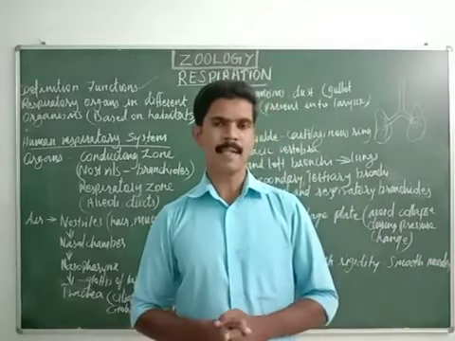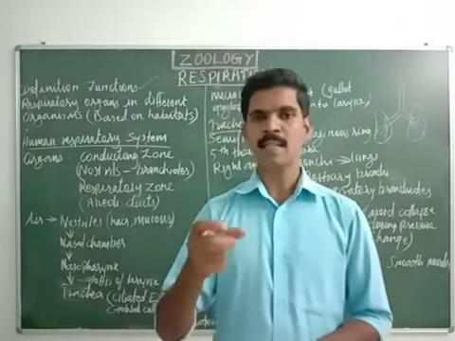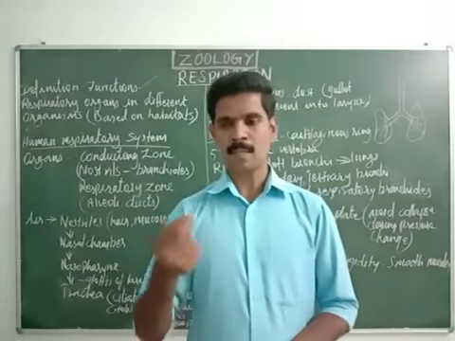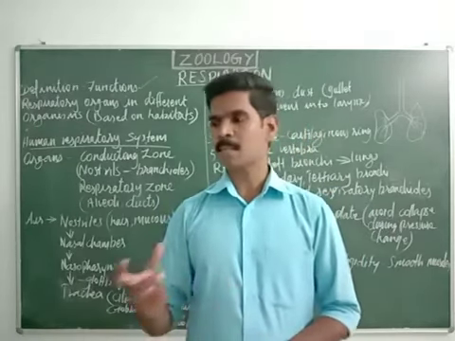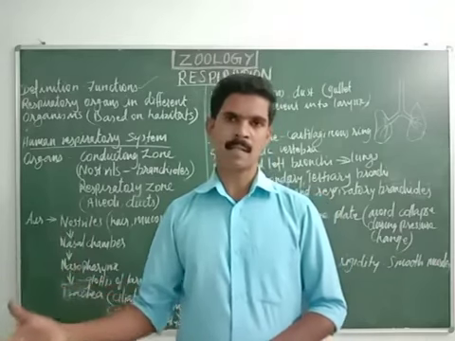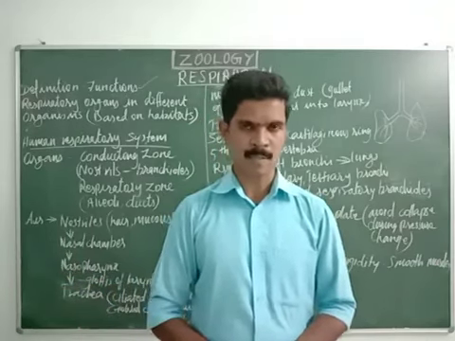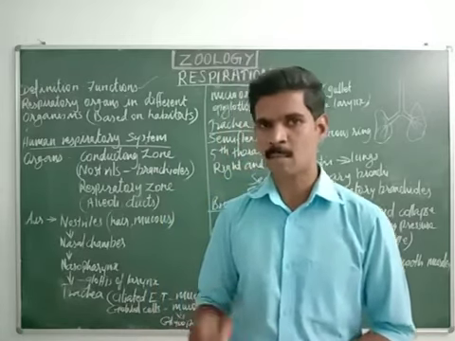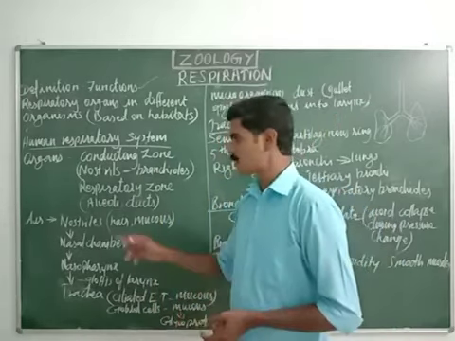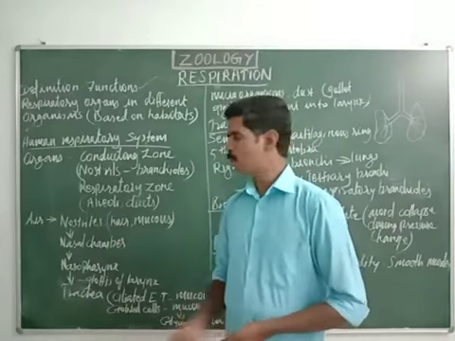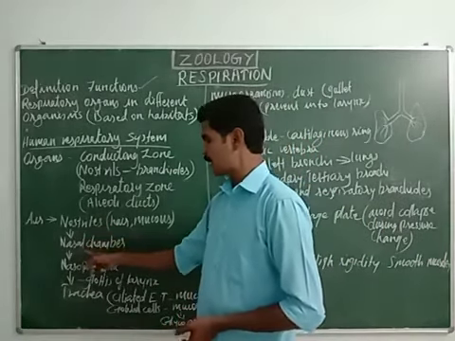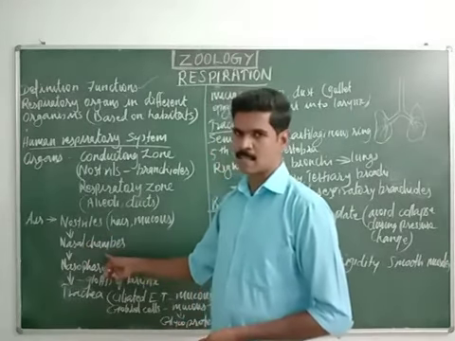So these hairs and mucous membrane filter the dust particles present in the inhaled air. When the air enters the body, the dust particles present in the air also automatically enter our respiratory system. So these dust particles are removed by the hairs and mucous membrane present in the external nostrils.